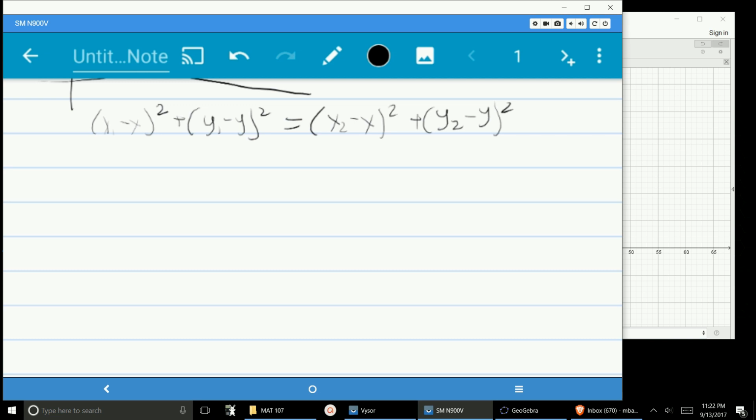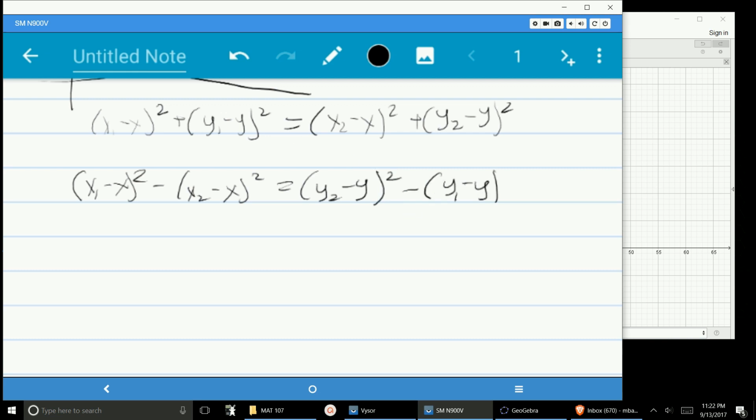Okay. So what can we do with this? I mean, we could expand everything out. I don't know if that's worth doing. What I'm inclined to do is gather the ones that have x's together. So I'm going to subtract this and I'm going to subtract that. So we have x1 minus x squared minus this. And then we have this minus this. Okay, that's got to be true, right?